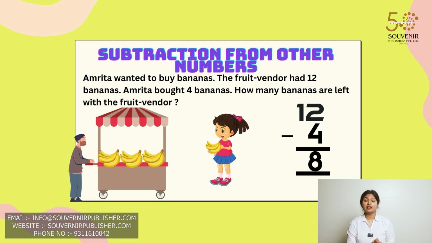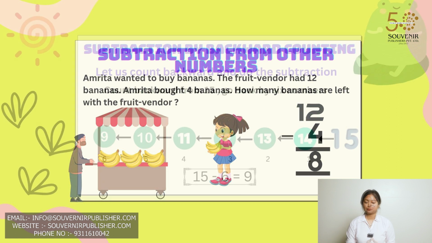Students now will know the subtraction from other numbers. For example, Amrita wants to buy banana. The fruit vendor had 12 bananas. Amrita bought 4 bananas. How many bananas are left with the fruit vendor? So what we are going to do, we are going to subtract 4 from 12 and we'll get 8. So the bananas left with the fruit vendor are 8.